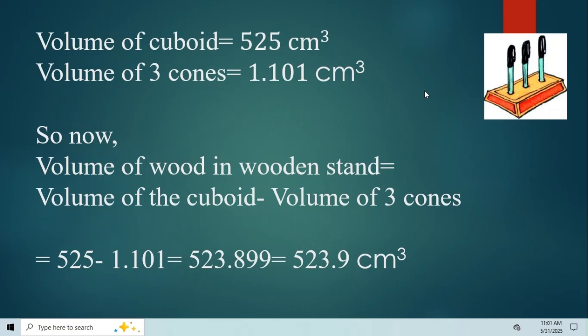So when we subtract the volume of the 3 cones from the volume of the total cuboid, we are able to find the volume of the wood in the wooden stand. I think you have understood, right?